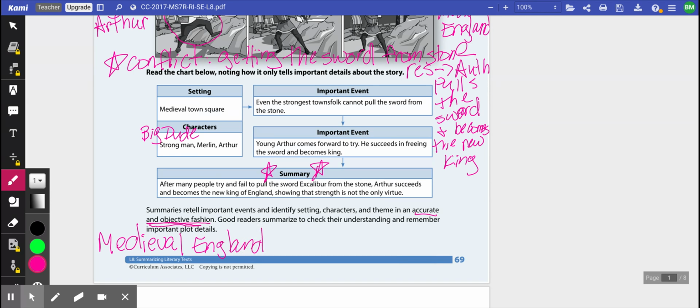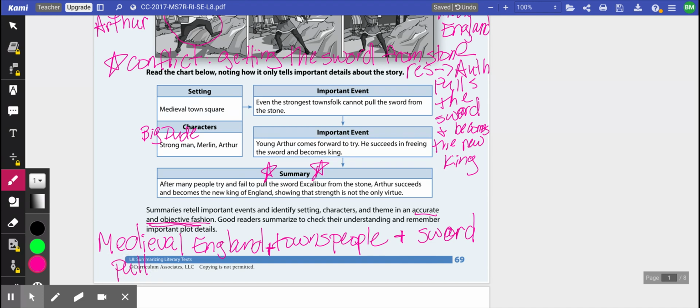And our somebody is, we've got townspeople. And they want a king. They want someone to pull the what? Sword from the stone. So we've got medieval England plus townspeople plus sword. I swear I can spell sword. Sword. And they're trying to pull.